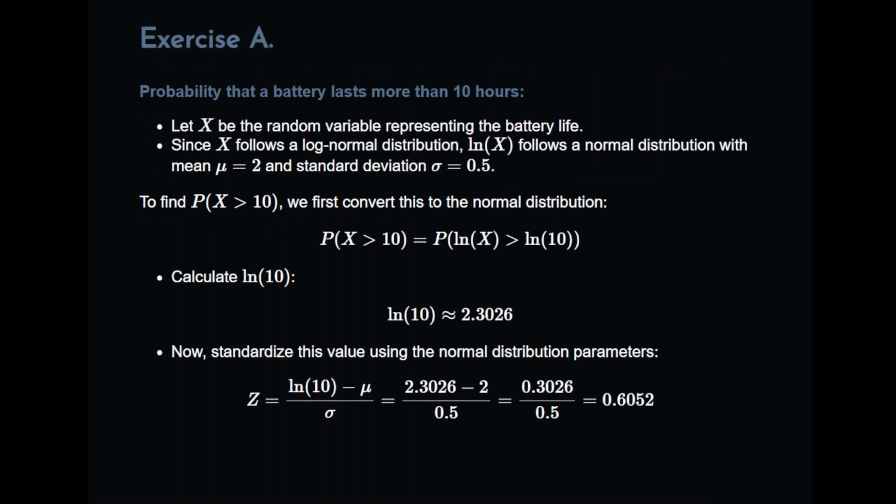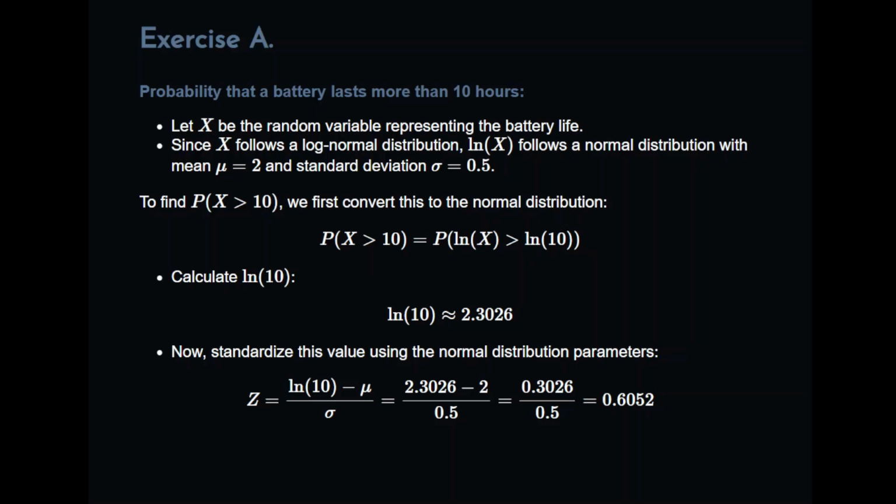Okay, so let's look at exercise A. Calculate the probability that a battery will last more than 10 hours. Let x be the random variable representing the battery life. Since x follows a log normal distribution, log of x follows a normal distribution with mean mu equal to 2 and standard deviation equal to 0.5. And crucially, that's an important thing there. Essentially, all of the skills that you should have built up by now regarding the normal distribution come into play. We're really just making one more extension to it, using the laws of logarithms and also, in a way, exponentials.